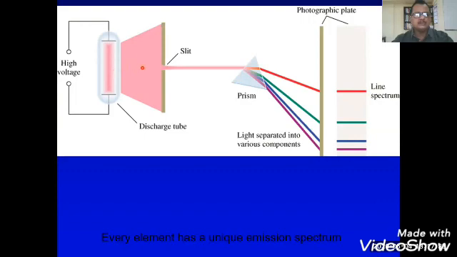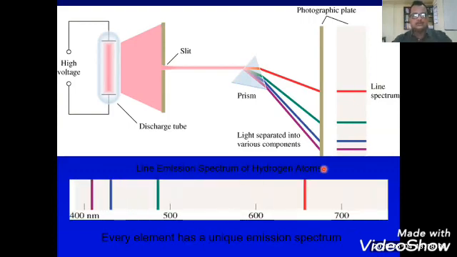This radiation is allowed to pass through a slit. Then it is dispersed by a prism, and the prism will disperse the light into various components. If you place a photographic plate, the light will damage the portion of the photographic plate it strikes, and you will get discrete lines like this. As I already told you, this type of spectrum is called a line spectrum. So this is the line spectrum for the hydrogen atom.